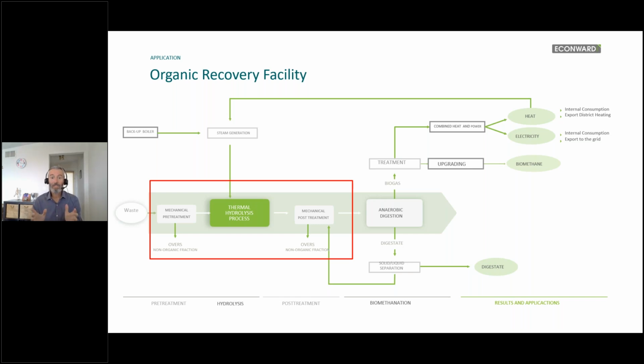The key differentiating aspect of the EconWare solution is the red box, the technology that enables and maximizes the recovery of organics from organic waste. It could be very complex organic waste streams, but it could be very simple ones, just not economically viable. Now they will be. Next, please.